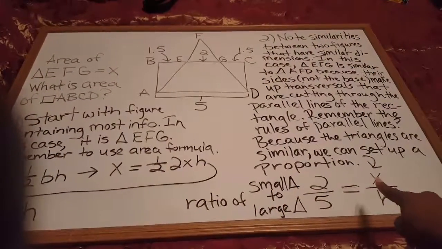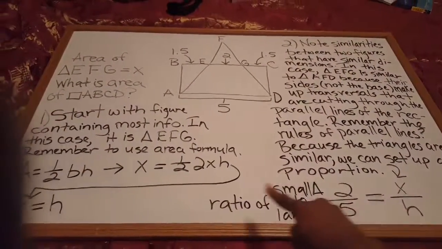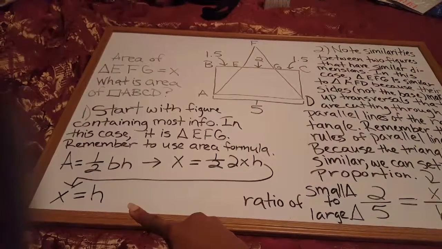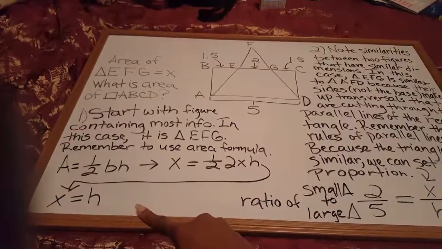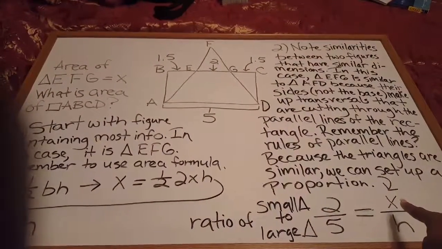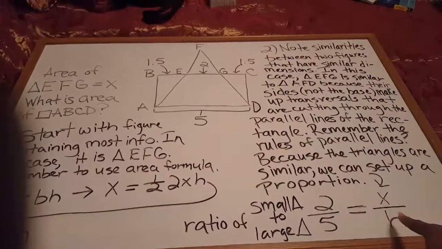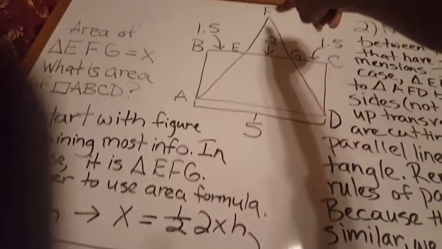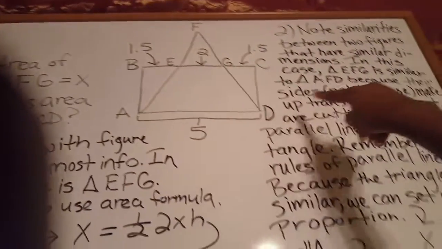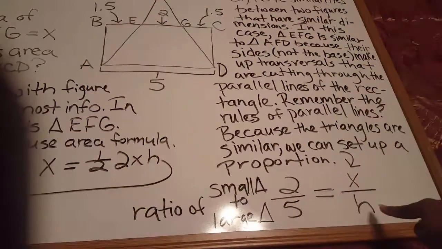Well, the height of the smaller triangle is x. So h, which is height, equals x. So I'm putting the height over here. And then because we don't even know the height of the full length, this part going from F down to the bottom, we don't know that height. We just put down our letter h here.